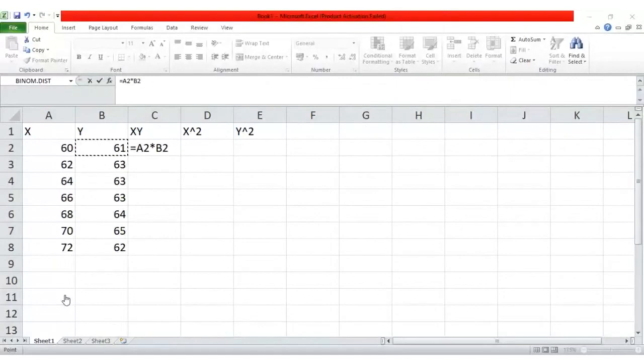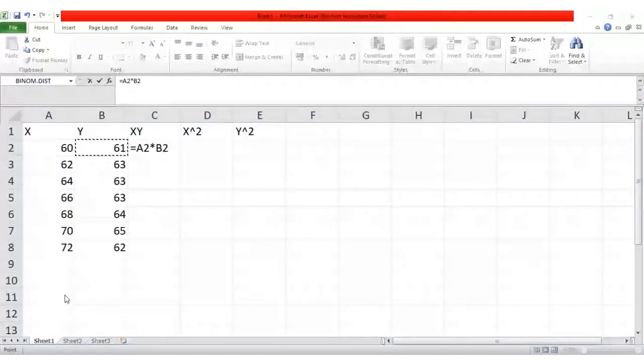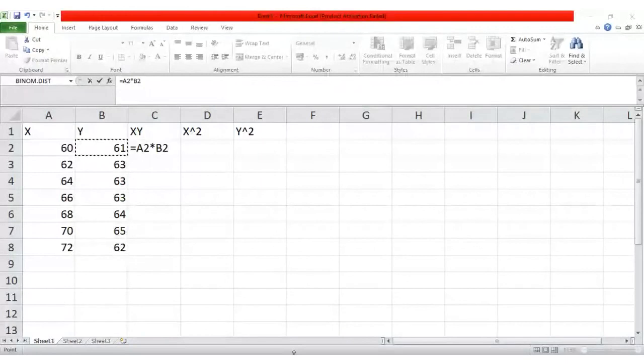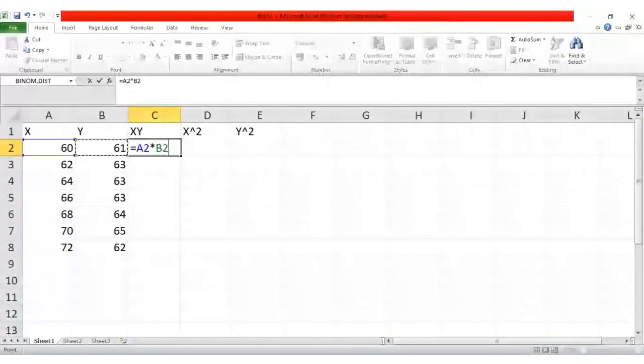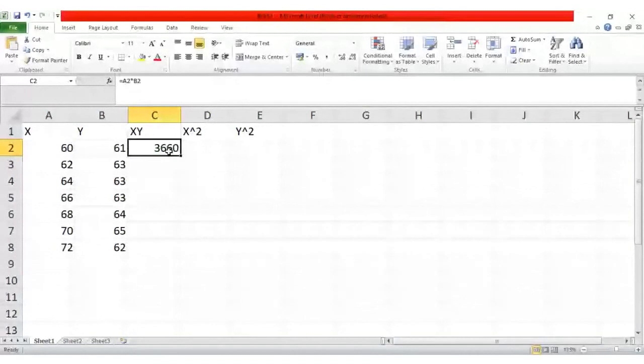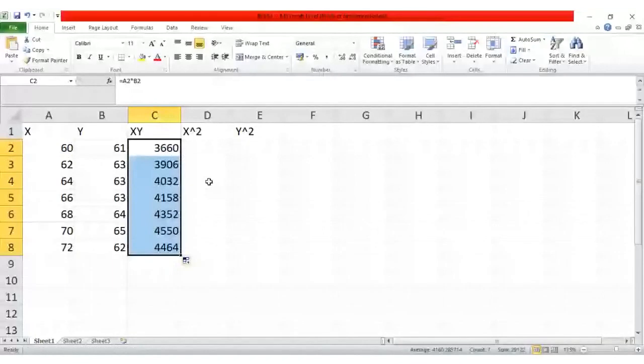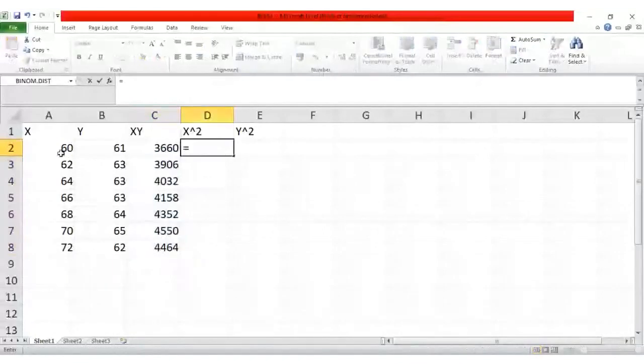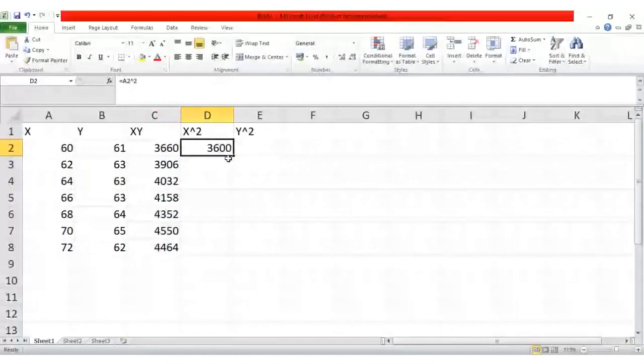Now I am moving ahead. So first I am doing the product of x and y, 60 into 61. And in this way we will do all the products. Then I am finding the square of x values. Now I am finding the square of y values.